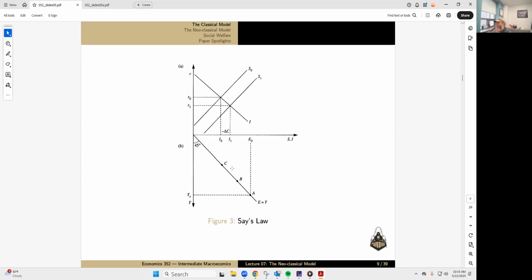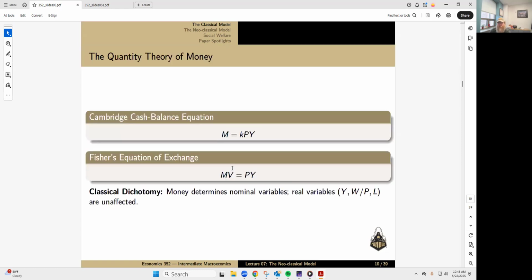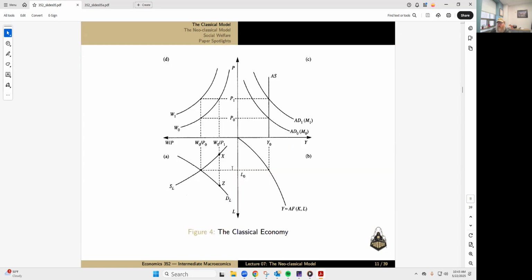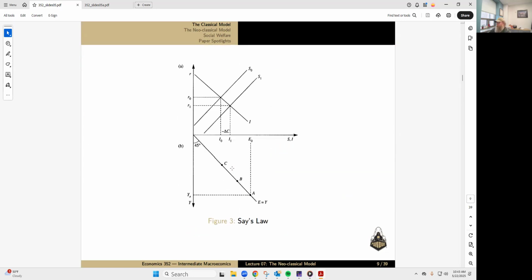So I think we'll stop there for this particular lecture, keep this one a little bit shorter, just to give you the idea here of the main classical model. What I'm going to do for now is skip the quantity theory, and then we're going to bring that back when we discuss the neoclassical additions to this. So we'll stop this lecture here on the classical model.